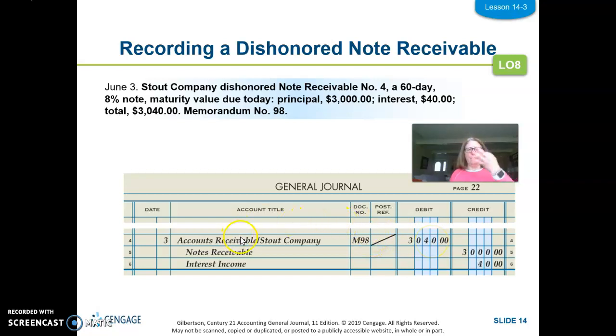So that's really your three things in this section that you did. You first recorded the note on the date of signing the promissory note. Then you record cash receipt on the maturity date if we receive the cash, but if we don't end up receiving the cash, the third journal entry was if someone dishonored the note, and we have that here in the journal. So that is section 14.3.